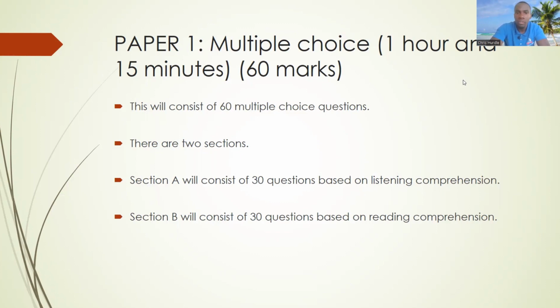There are two sections. Section A will consist of 30 questions based on listening comprehension, and Section B will consist of 30 questions based on reading comprehension. So that would be Paper One, the multiple choice. Section A consists of 30 questions based on listening comprehension, and Section B, 30 questions based on reading comprehension.